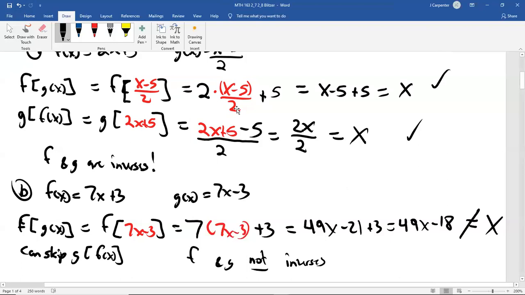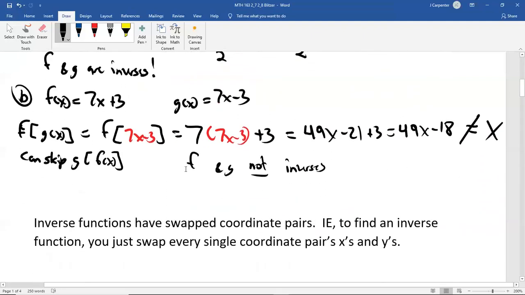Now, this is not the only way to prove that two functions are inverses. We will, let's see where time is. There is a second way. We will go over it maybe today, maybe next class.